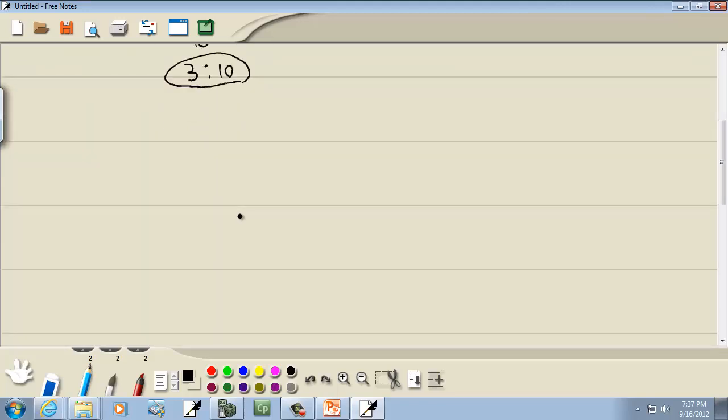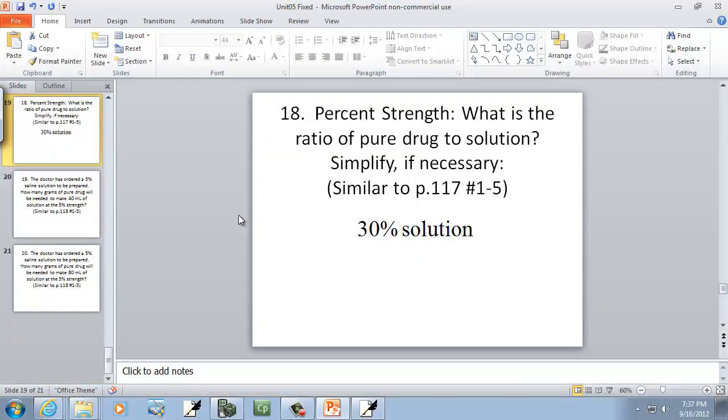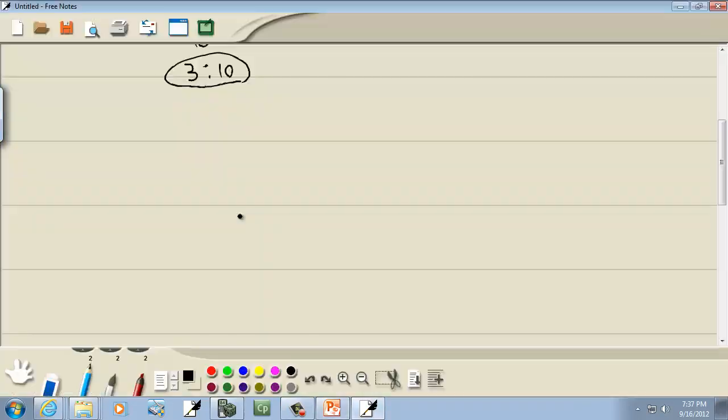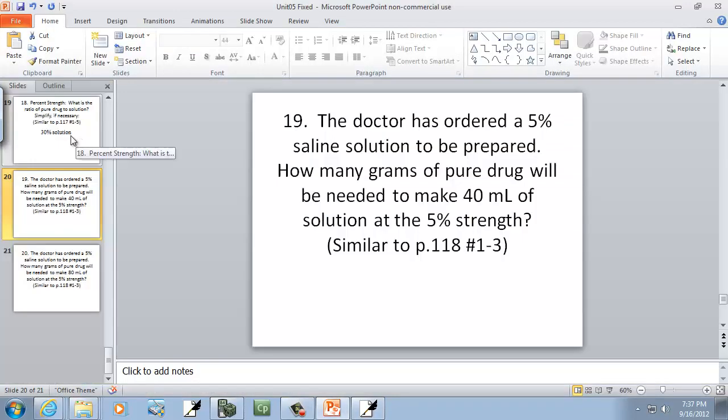Okay. Let's take a look at this one. Now, everything else in this section I've kind of talked about. You can set up in proportions to solve it, and I think it's easier to do it in the manner I showed you. But this one really does fit well with proportions. Some things you have to force to get into proportions. It's much easier to do it via another method. This one says doctors ordered a 5% saline solution to be prepared. How many grams of pure drug will be needed to make 40 milliliters of solution at 5% strength?